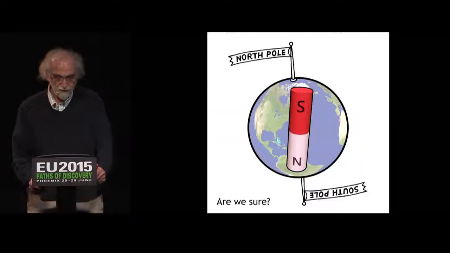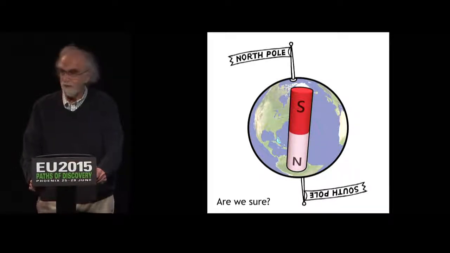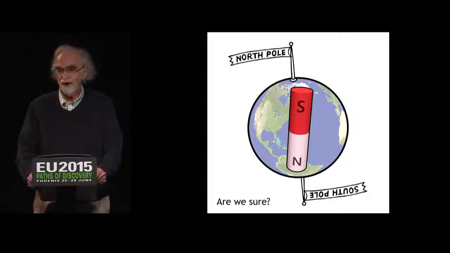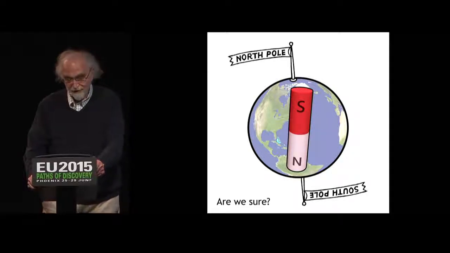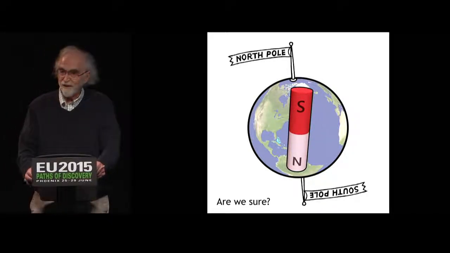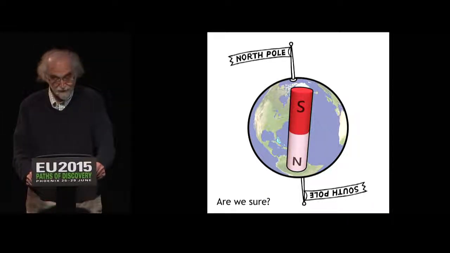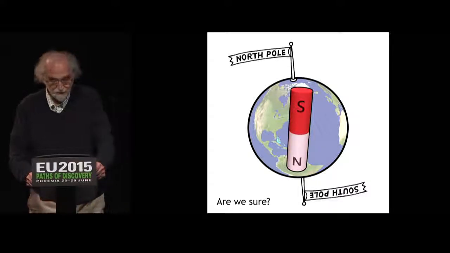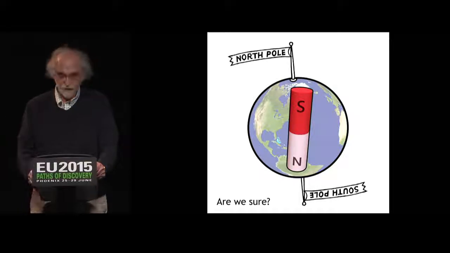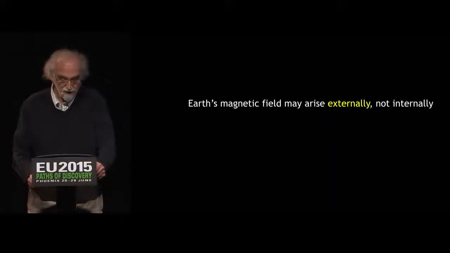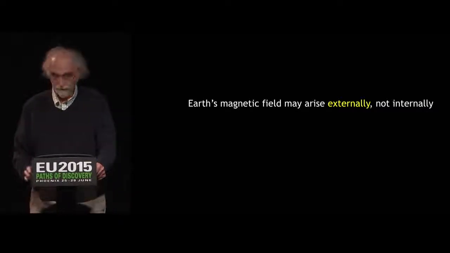I mean, we think that the Earth's magnetic field comes somewhere from the core of the Earth, but nobody's ever been there to make that measurement. And it's kind of odd that you've got a magnet sitting there, but the angle of the magnet keeps changing, which it does. Sometimes it even flips. I mean, we're really not sure that the magnetic field arises from the core of the Earth. And I'm suggesting to you that it's possible that the Earth's magnetic field arises externally and not internally.